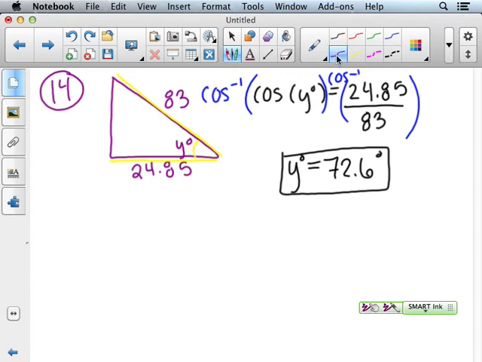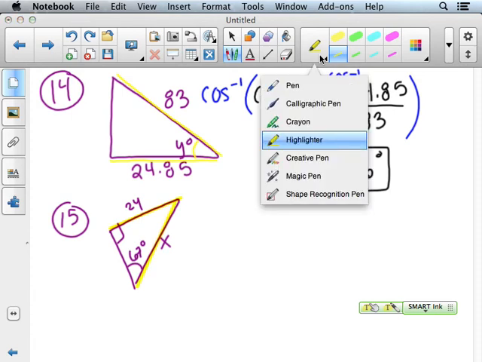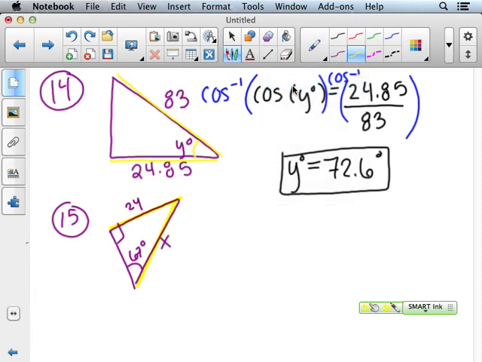15. 15 again, another trig problem. This time we're solving for a side. So here's our triangle. 24, x, and they say this is 67 degrees. So this time we have the opposite and the hypotenuse. So SOH, opposite and hypotenuse. So I'm going to say the sine of 67 degrees equals the opposite over the hypotenuse, which is x.